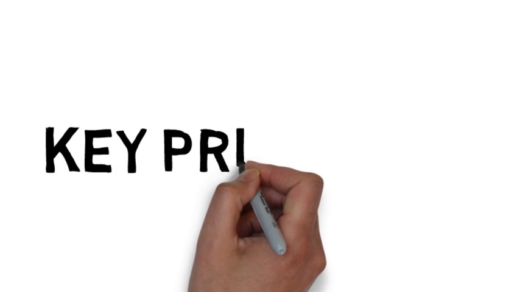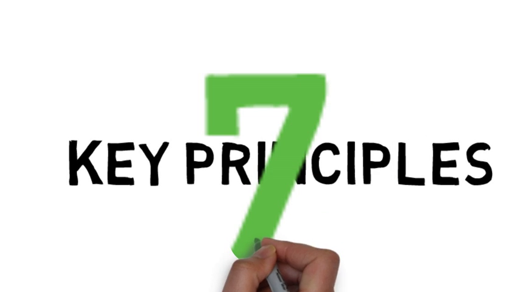There are 7 key principles that promote opportunity to succeed within forms of assessment. Validity. Does it actually assess what it's supposed to? Reliability. Is the assessment consistent? Sufficiency. Is there enough within the assessment? Authenticity. Is the assessment genuine? Is it the learner's own work?